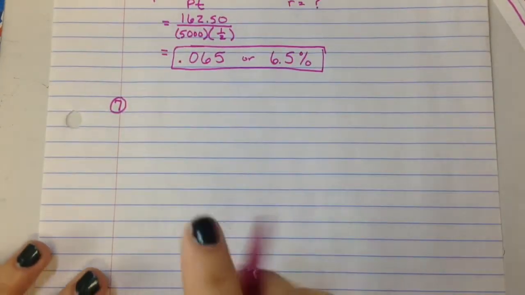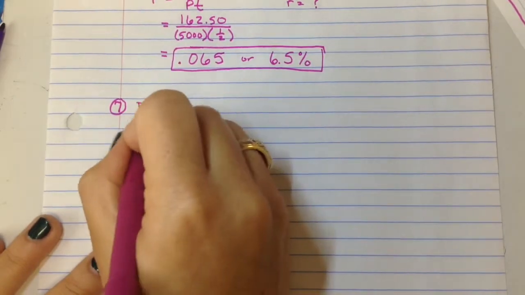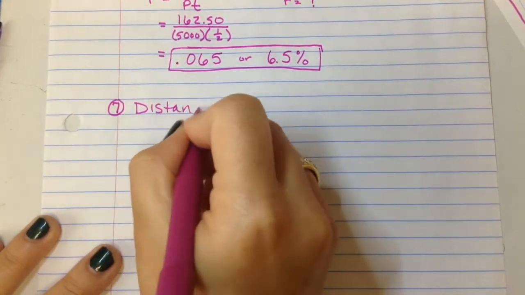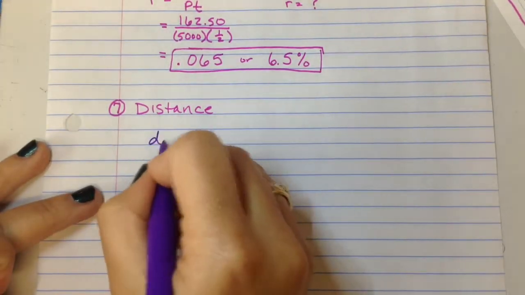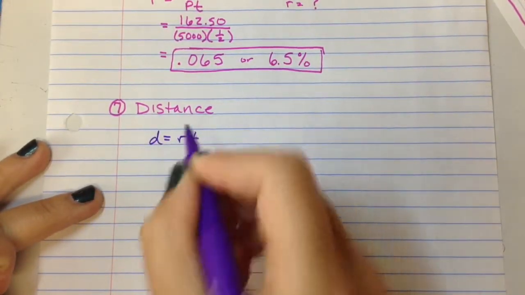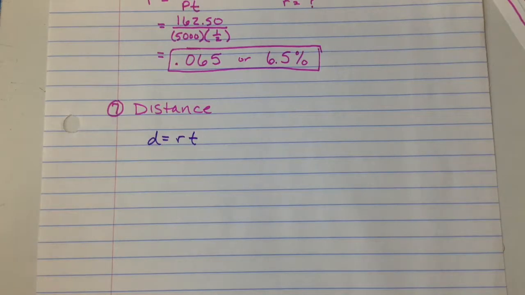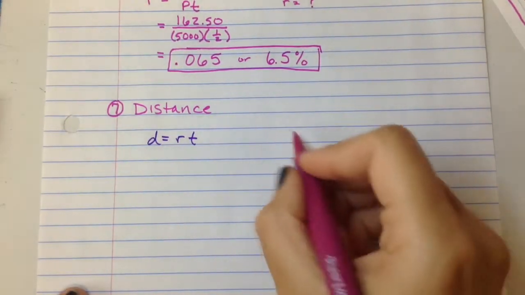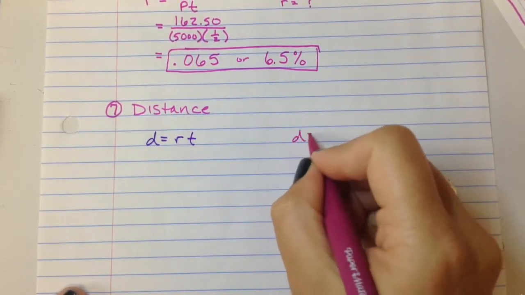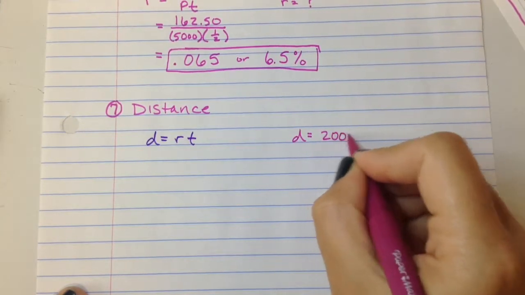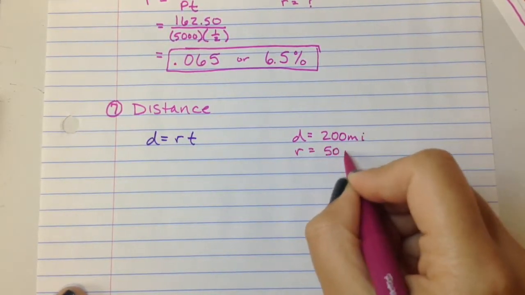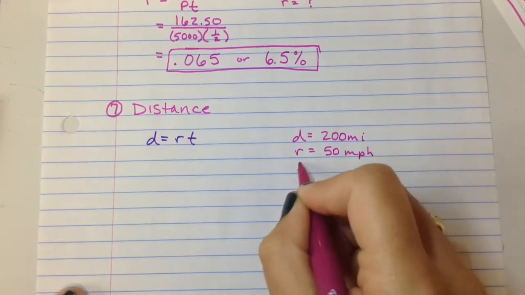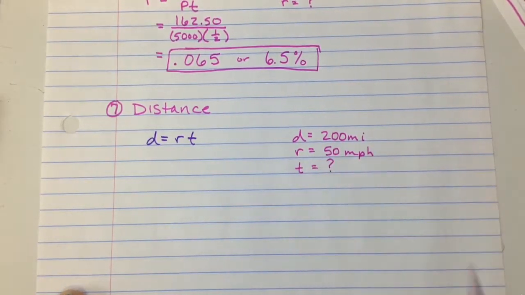Last problem for today. Let's say you're given distance. A pretty common formula. You know that distance is equal to rate times the time. You're also given that the distance that you traveled for some trip is 200 miles. You drove there at 50 miles per hour. How long did it take you to get there?